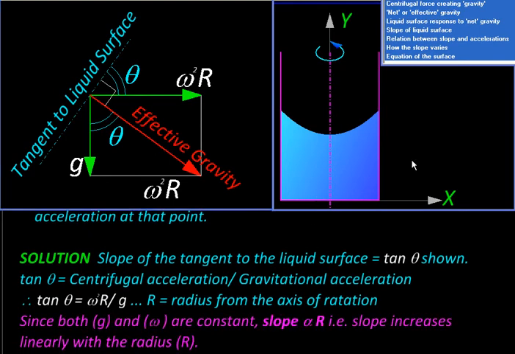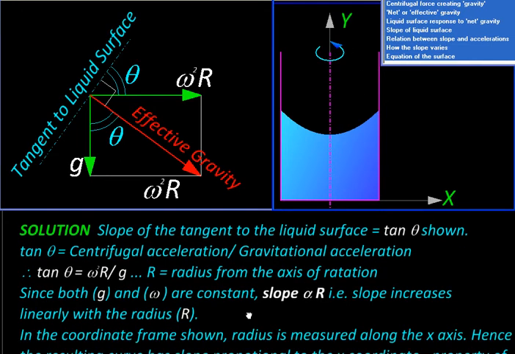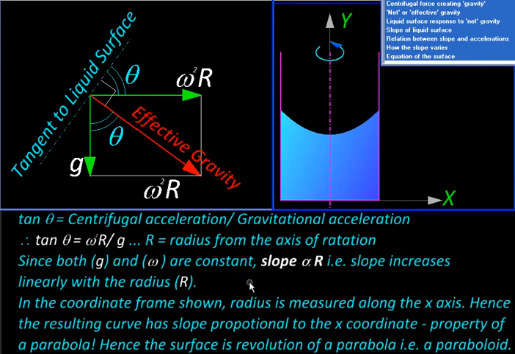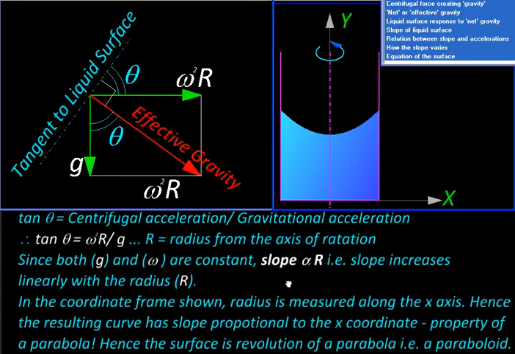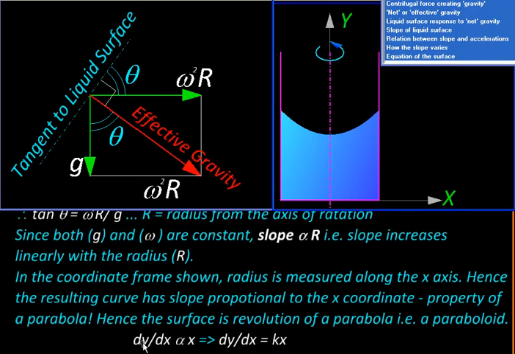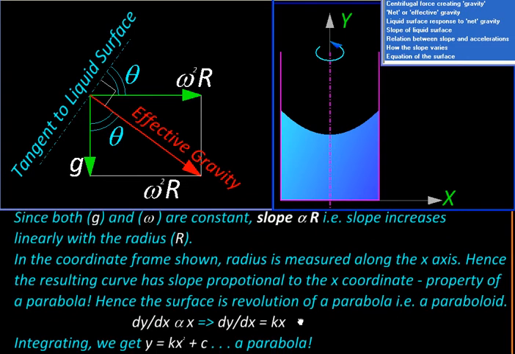But radius or the radial direction is nothing but the x-axis in our chosen coordinate frame. So we have the cross-sectional curve of this surface such that its slope is proportional to the x coordinate, a property of a parabola. And therefore this sectional curve must be a parabola and the surface must be a paraboloid. Of course, we can do this using calculus also. Instead of writing tan theta as the slope, let's write dy by dx is directly proportional to x, and then dy by dx will be kx, where k is a constant, and integration would give us y is equal to kx square plus c, which is the equation of a parabola.